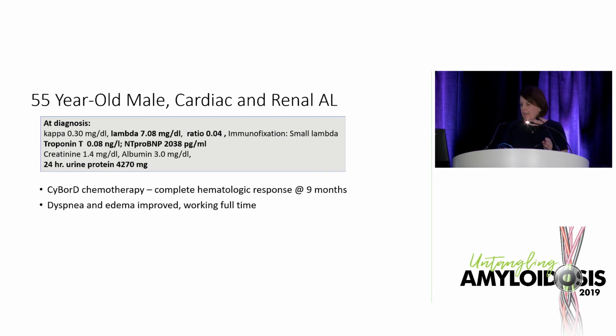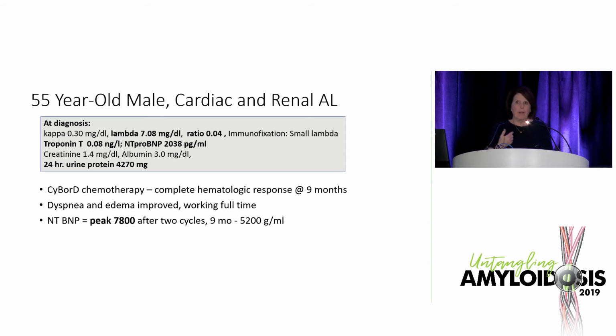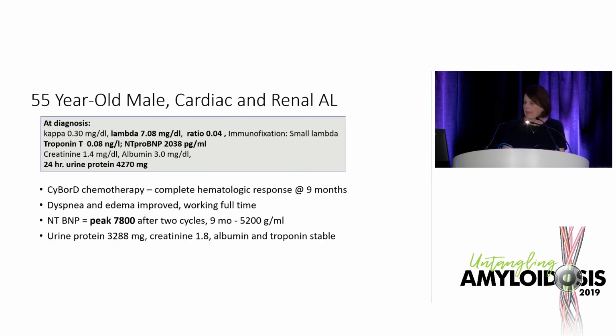He had CyBorD chemotherapy, got a complete hematologic response at 9 months. He was definitely feeling better, working full time. But look at this, his NT-proBNP went to almost 8,000 after 2 cycles. At 9 months, it was better. And actually now he's about 15 months after his initial treatment, and he's been off of treatment for 3 months because of his complete hematologic response. And his biomarkers are now less than they were at baseline. So he's starting to show some evidence of cardiac improvement, and he's eventually had some renal response.